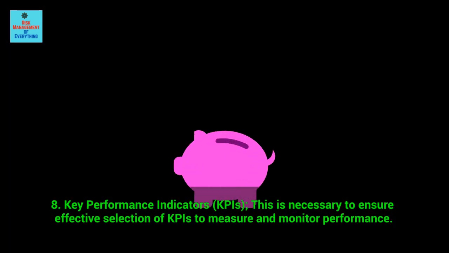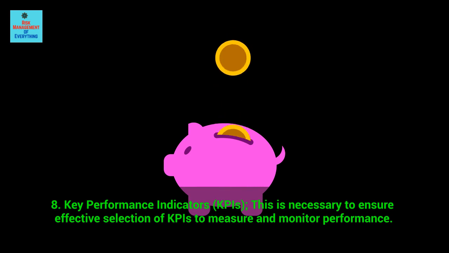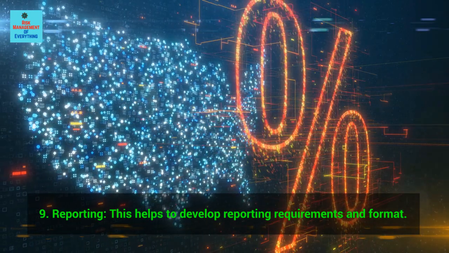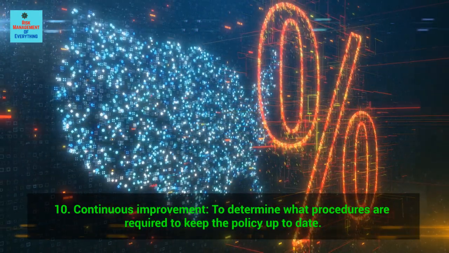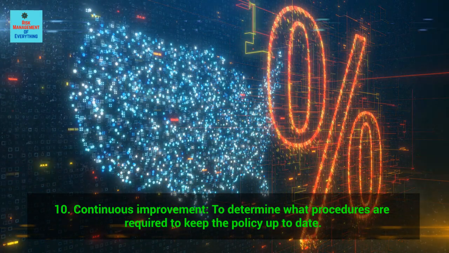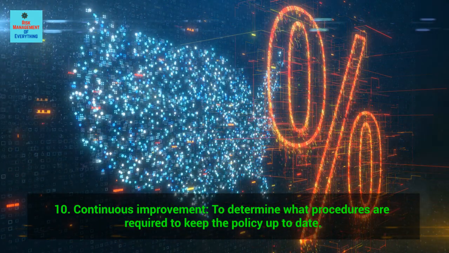8. Key performance indicators, KPIs. This is necessary to ensure effective selection of KPIs to measure and monitor performance. 9. Reporting. This helps to develop reporting requirements and format. 10. Continuous improvement, to determine what procedures are required to keep the policy up to date.